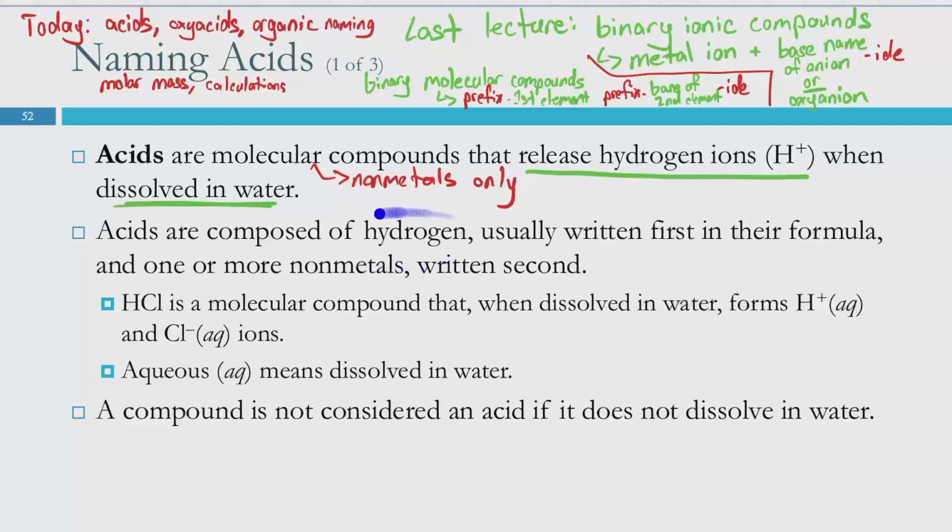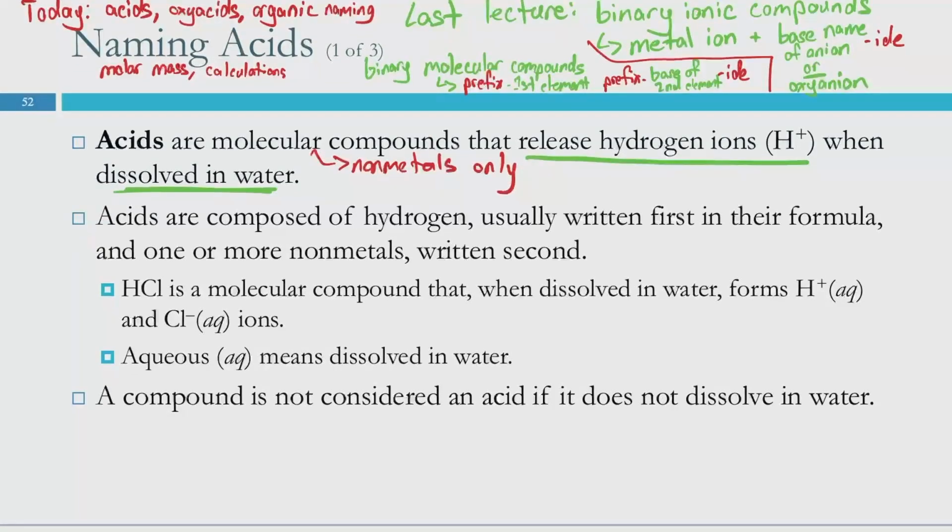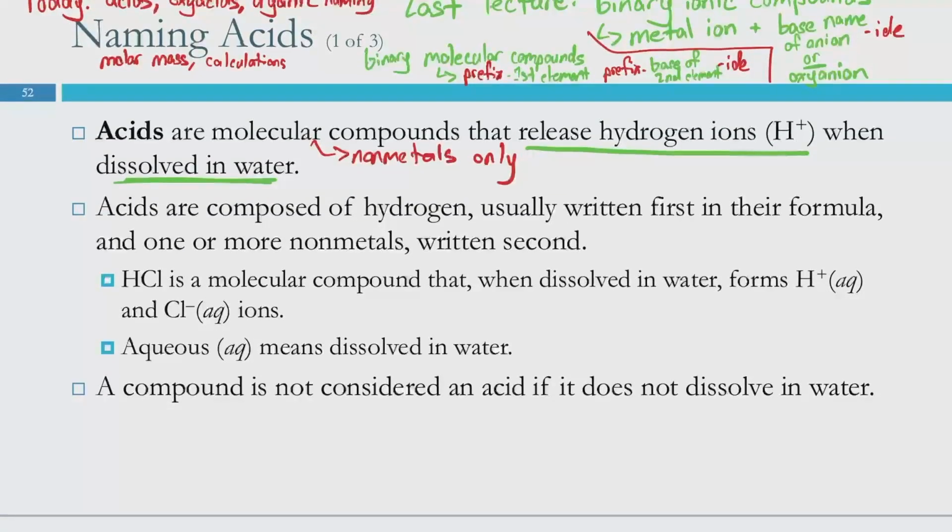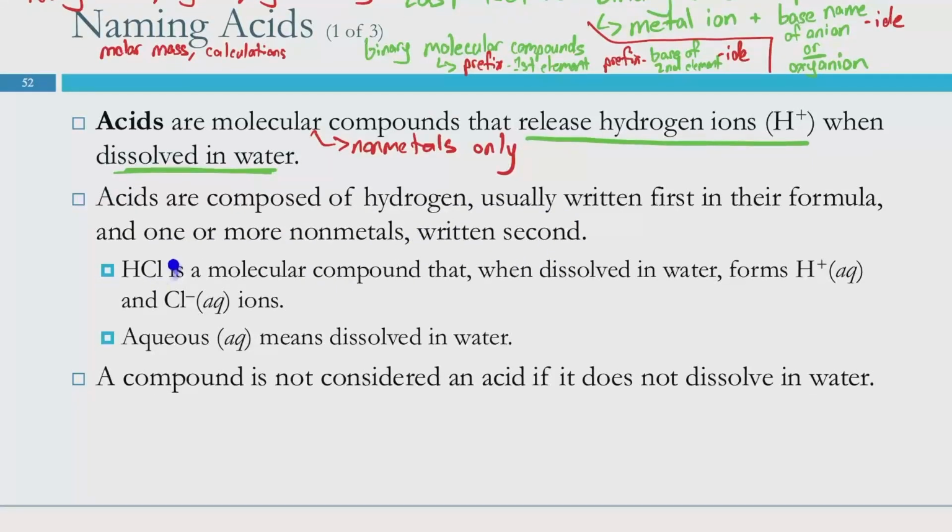Acids are composed of hydrogen, which is typically written first in the formula. In my classes, we always write the hydrogen first if it's an acid. That's just to help you. It's less memorization. And there's usually one or more nonmetals written second. For example, HCl is a molecular compound. Hydrogen is a nonmetal. Chlorine is a nonmetal. When dissolved in water, it forms H+, aqueous, and Cl-, also aqueous. That's chloride.